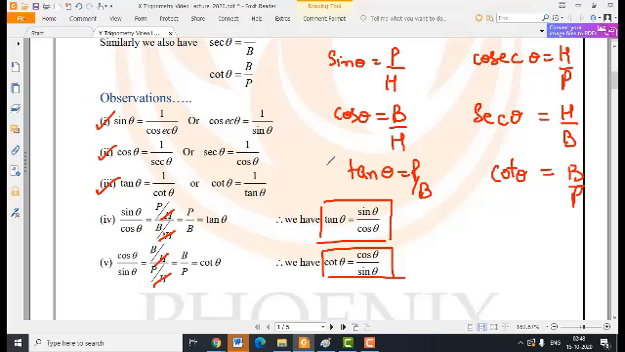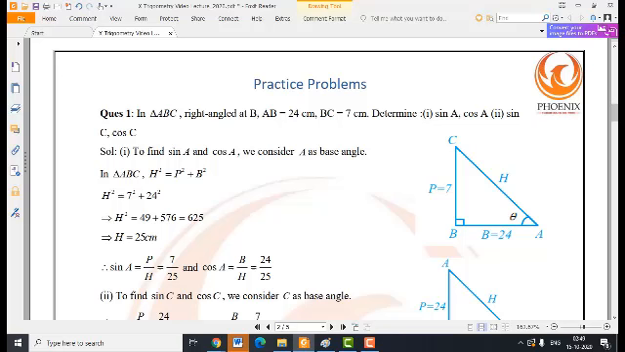Moving on, we'll take a few questions based on this whole concept and the theory part that we have discussed so far. So let us take our first question. As we discussed, everything in triangles or in trigonometry is explained with the help of perpendicular, base and hypotenuse, especially when we talk about 10th standard trigonometry. Our first question is: in triangle ABC, which is right angled at B, AB is equal to 24 centimeters, BC is equal to 7 centimeters, and determine the value of sine A and cos A in the first part and sine C and cos C in the second part of the question.